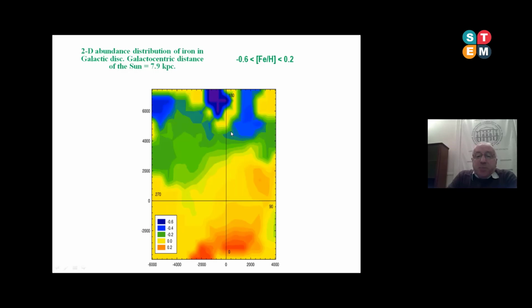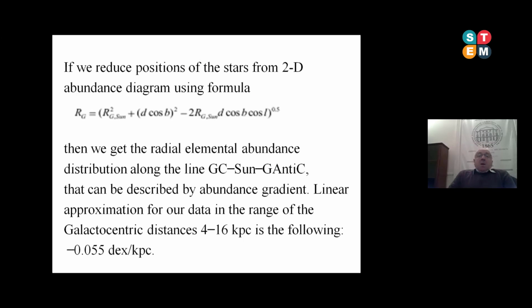Now, it is expected that abundance should increase toward the center of our galaxy, but it is not an axiom, I would say. So if we reduce the position of the stars in 2D diagrams using this formula, as I showed you before, then we get the radial elemental abundance distribution along the line. So we should put all the stars from the plane onto one line: galactic center, sun, galactic anticenter.